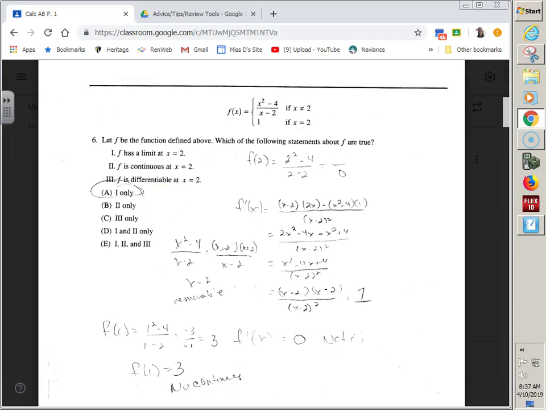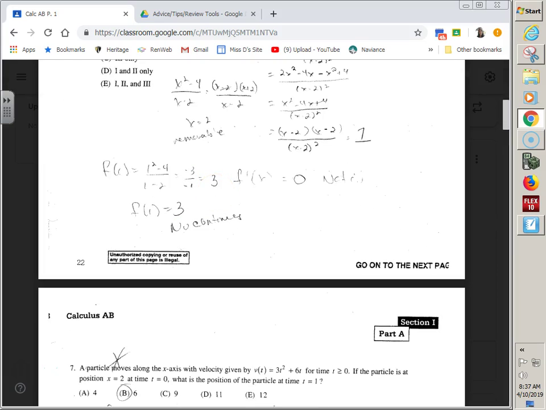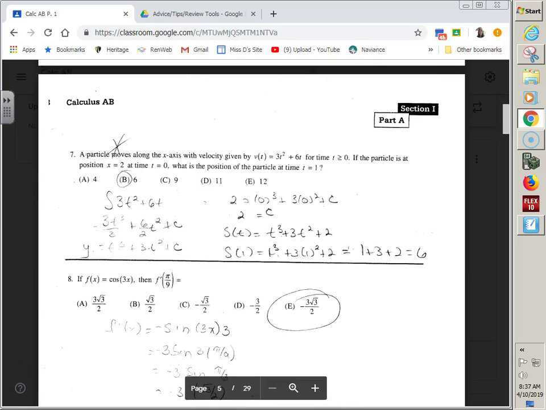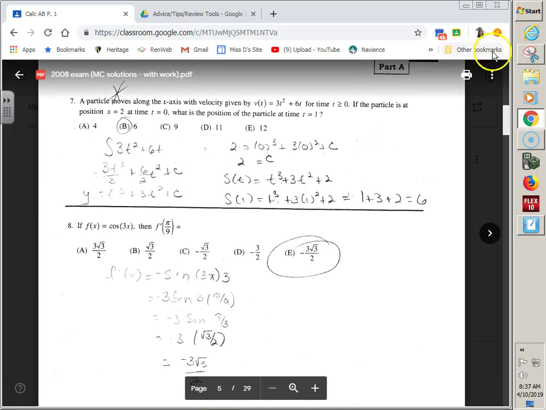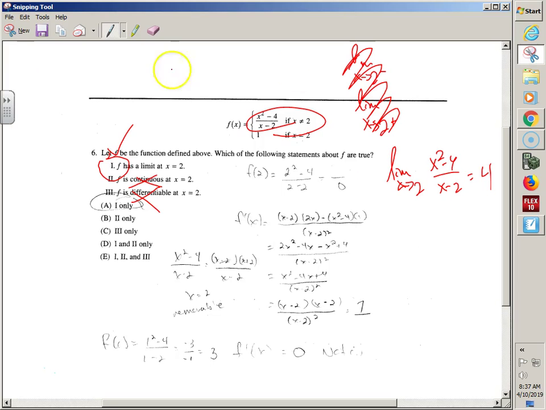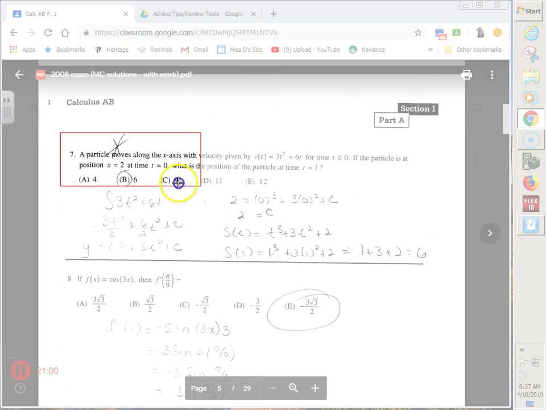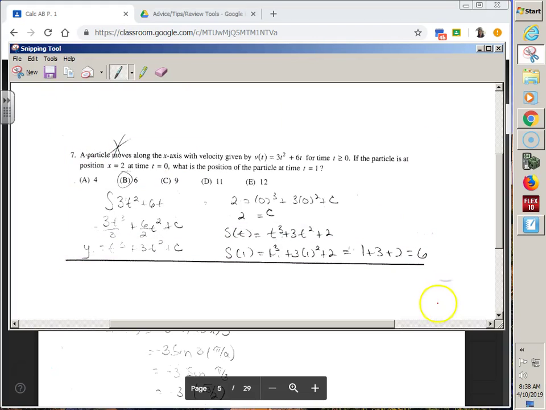Where else are we going? 9? Anything before 9? 7? A particle. Hey, motion, yeah? They tell me something about velocity, right, guys? That's like the first derivative. And then they tell me a position. And then they ask me for another position?